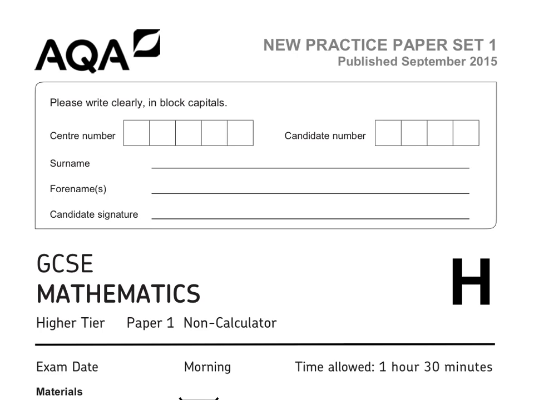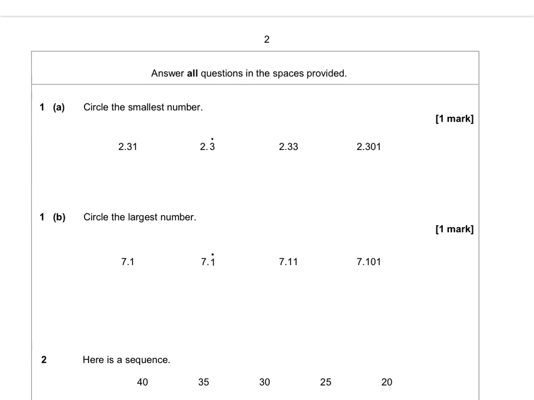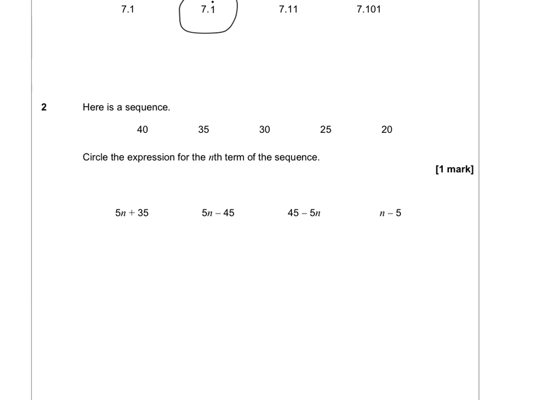AQA, practice paper, set 1, paper 1. Question 1, part A, circle the smallest number. The answer is 2.301. Question 1, part B, circle the largest number. The answer is 7.1, recurring.